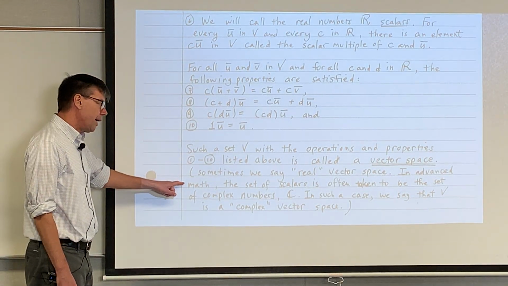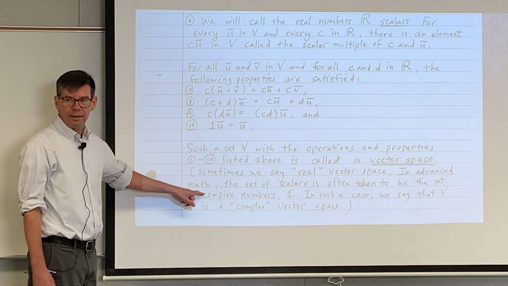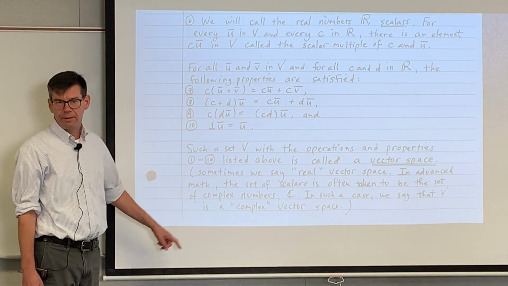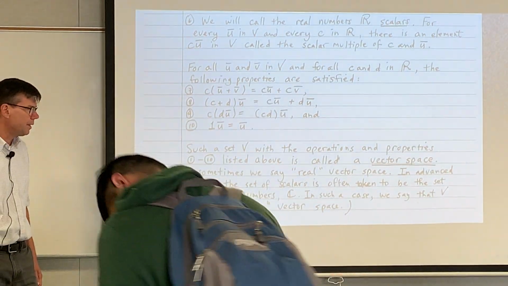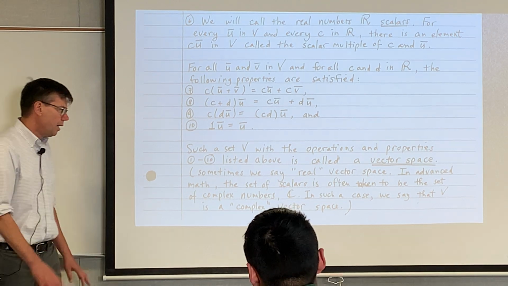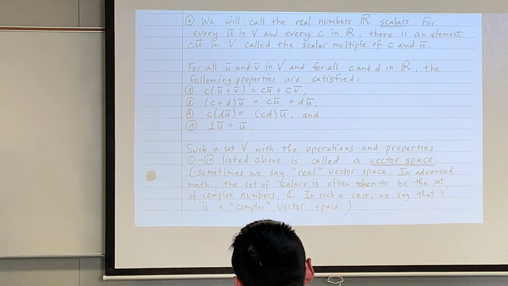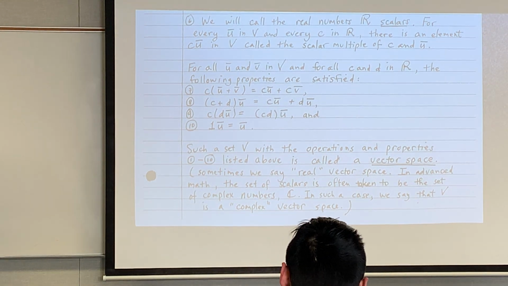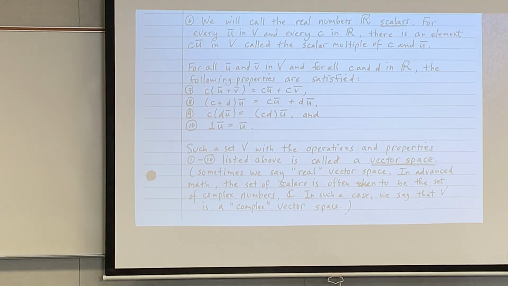In advanced math, the set of scalars is usually taken to be the set of complex numbers. It turns out there's a whole bunch of additional properties and theorems that follow. So sometimes you talk about a complex vector space as opposed to a real vector space. The word real or complex refers to the set of scalars, whether it's the real numbers or complex. We're just going to talk about real vector spaces.